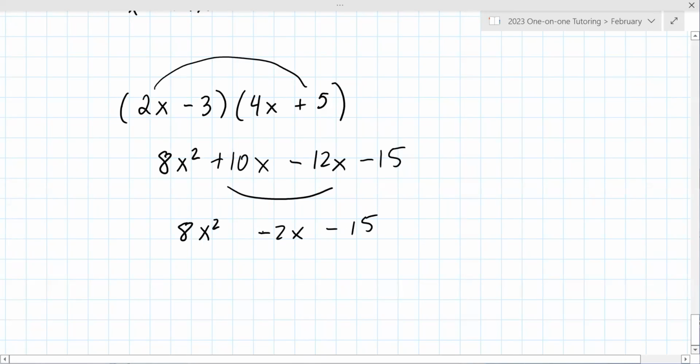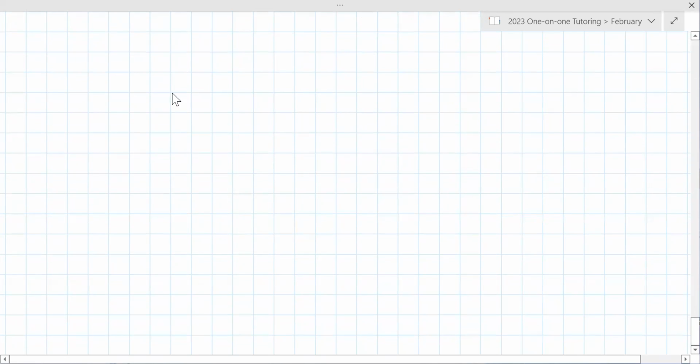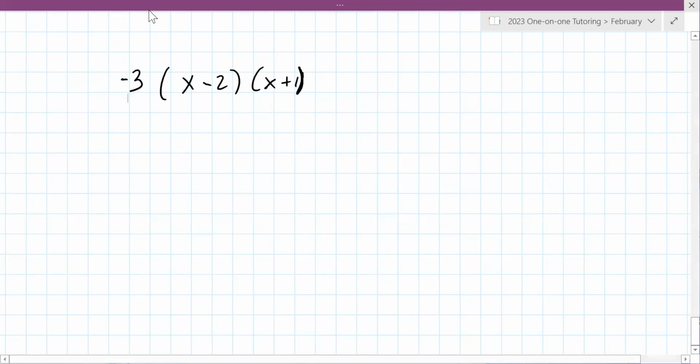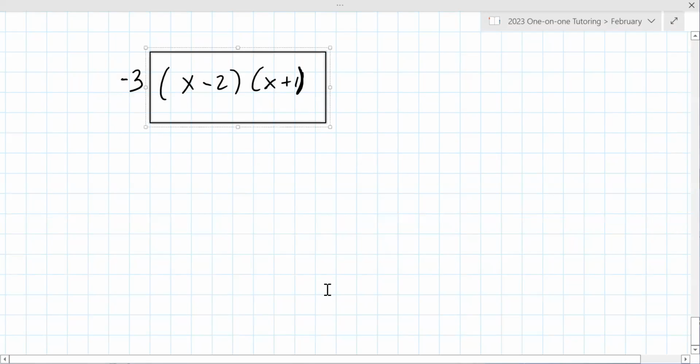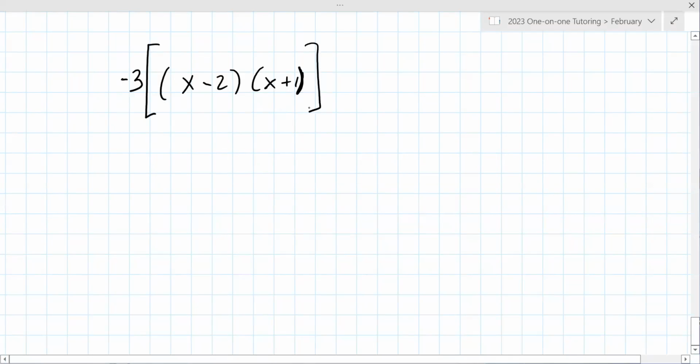So another style of question that you'll see here is when they give you two binomials like x minus 2 times x plus 1, but then they put a number on the outside here like -3. All right. So your focus though should be on foiling first. Then you multiply everything by -3. So you can almost treat it like there's brackets here. You're going to do what's inside the big brackets first, and then multiply everything by -3.